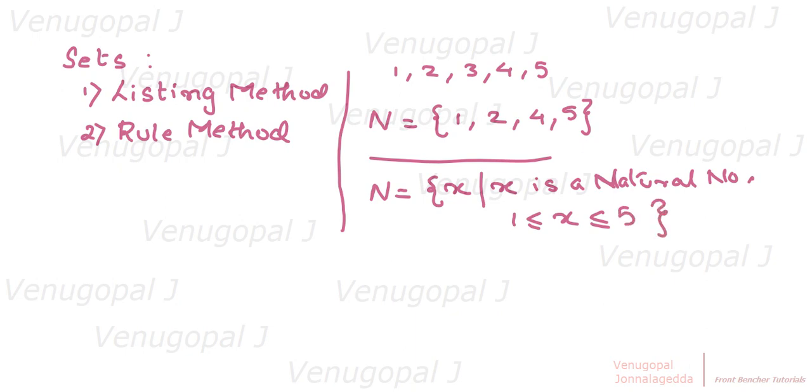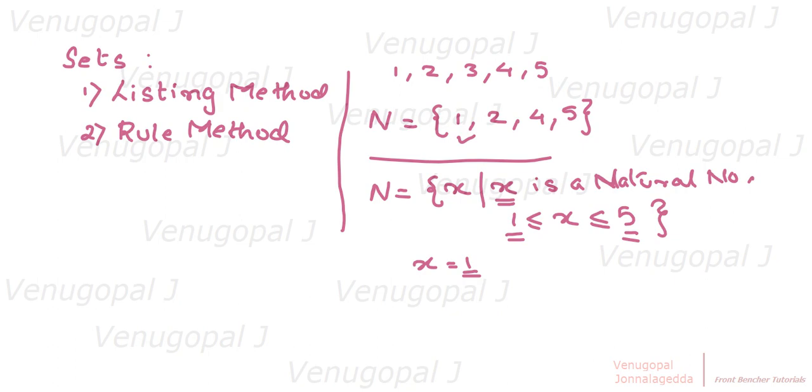See, the way to read this is that I have kept x as a variable which can take the value of 1 to 5. So when I put x is equal to 1, this is the way you need to think. When x is equal to 1, is it a natural number? Yes, it is a natural number. So I put it here as the first element of the natural number set.